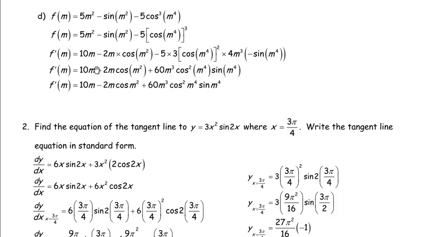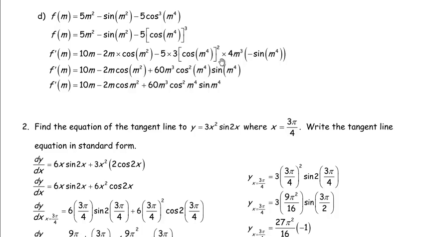Okay, so now let's just simplify. 10m doesn't need to be simplified. I'll get rid of this multiplication, right? 2m cos m squared. And then on the end here, we've got a negative, well, 5 times 3 times 4, that's 15 times 4 is 60. And this negative here, multiplied by the negative, will be positive. So 60m, and this would be, I'll put my m cubed here.